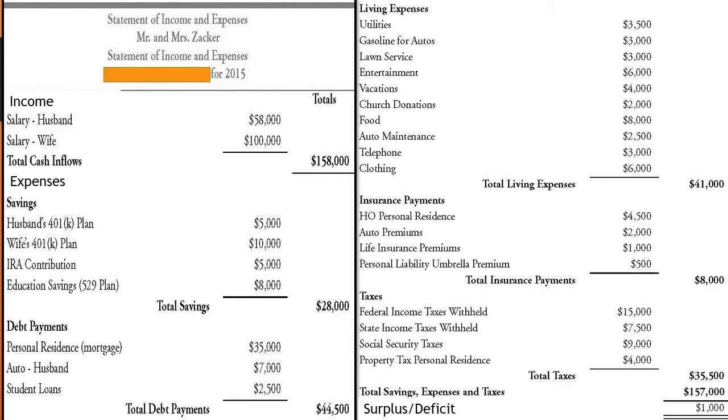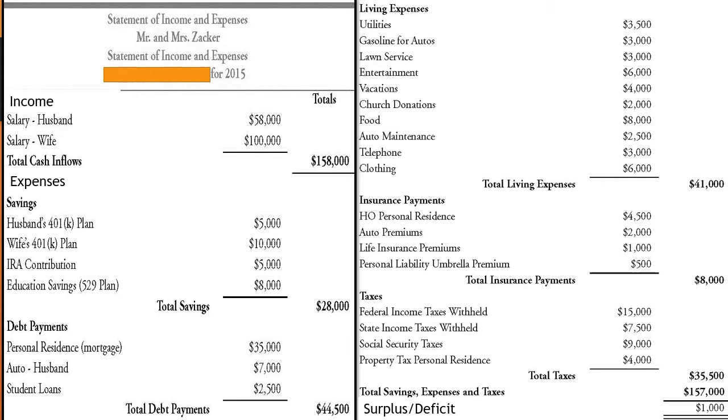It starts off with their income. It lists their income, and for them, they just have their salary. So Mr. Zacher made $58,000. Mrs. Zacher made $100,000. Total income or total cash inflows, because remember this is doubling as a cash flow statement for us, is $158,000. Next, we have expenses, and we subcategorize these.